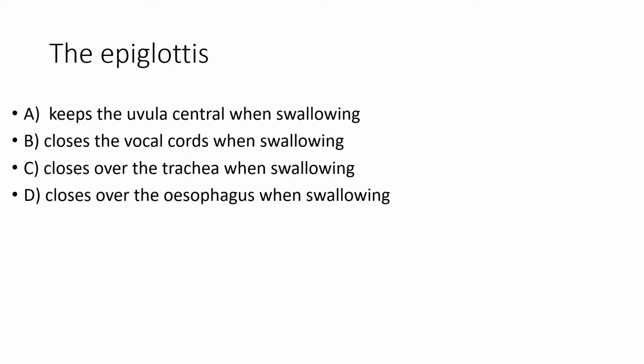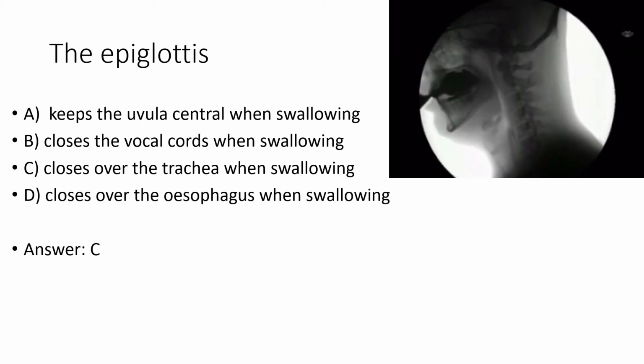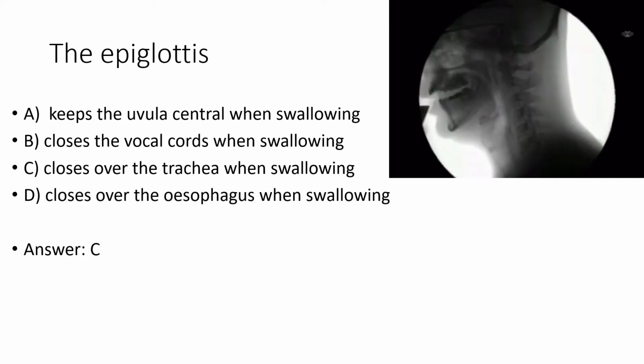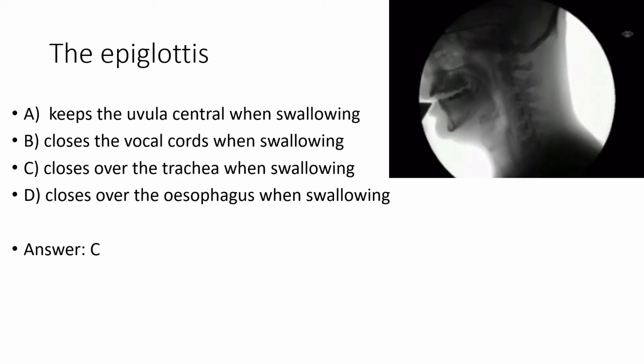The epiglottis, right. Well, the answer was C. It closes over the trachea when we swallow. And there's an example of somebody swallowing something and down it goes, and there we go. The epiglottis successfully closed over the trachea and stopped it going down the wrong way. Or in other words, aspirating, when fluids are accidentally poured into the lungs.